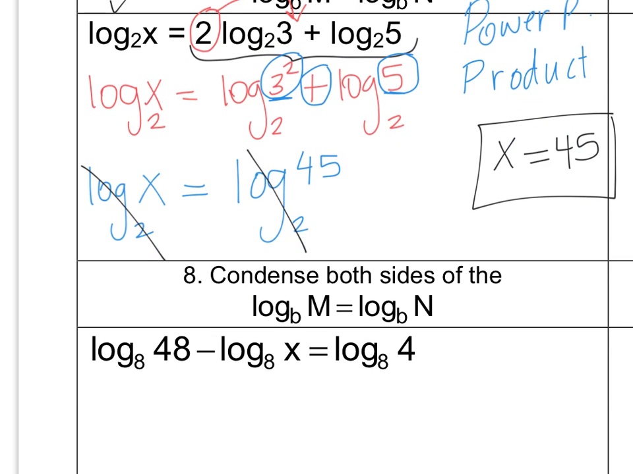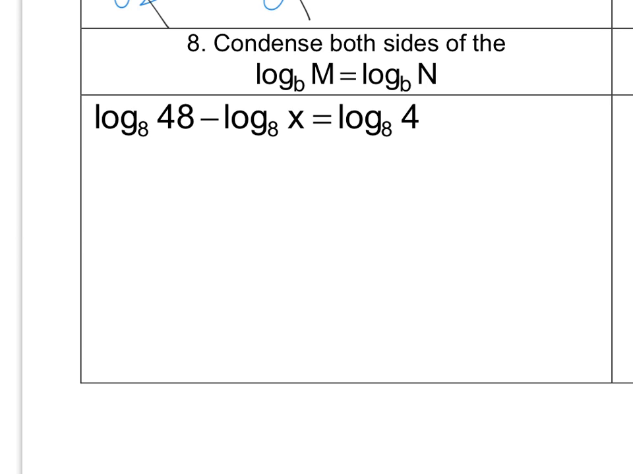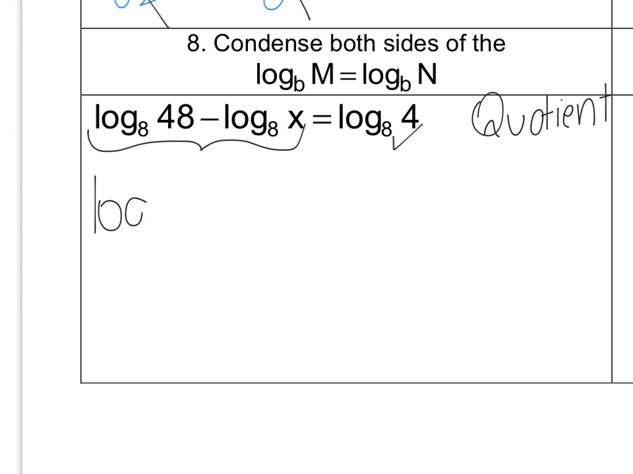Now, let's move on to number 8. If you look at number 8, I can see that the right side is condensed. I only have one log on the right side, but I can condense these two logs on the left side to only one log. So I have to decide what type of property I need to use. There's a minus between them. So the property that I will use is called the quotient property. Now, what can I do to combine them or condense them into one log? I have to divide the two arguments. So 48 over x. I end up only with one log, and that's how I condense them.